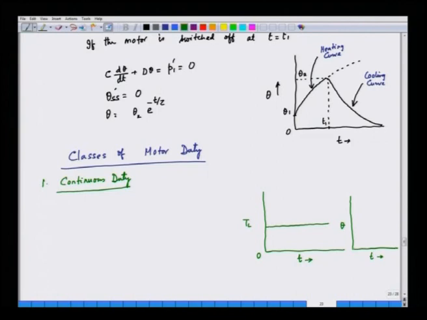So, this is basically a constant load that we have here. And what about the temperature rise? The temperature rise in this case is also like this. The temperature reaches a steady state value. This is theta SS, and this theta SS is less than the safe limit. So, these are continuous duty motors, and we can cite some examples: paper mills, compressors running continuously in air conditioners, fans, centrifugal pumps, and so on.